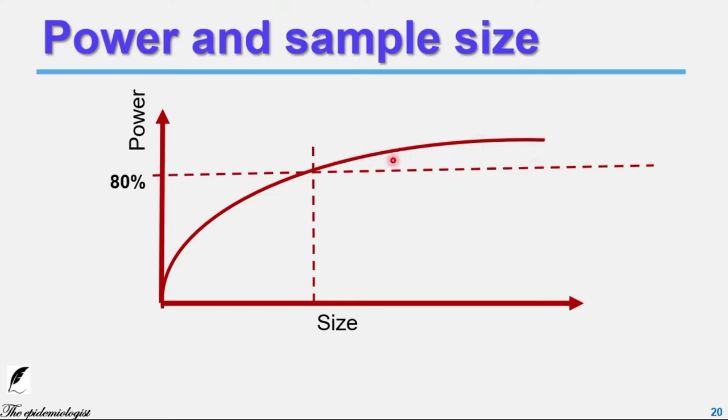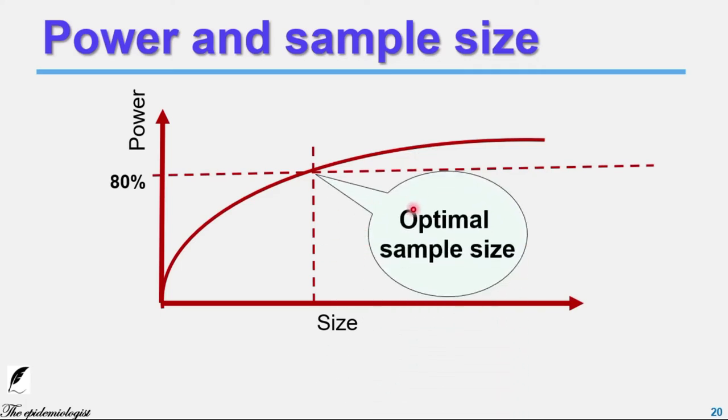Increasing the sample size after getting the 80% power is seen to inflate the cost without gaining much power. Therefore, the scientific community has decided on 80% power as the minimum conventional mark for sample size determination.